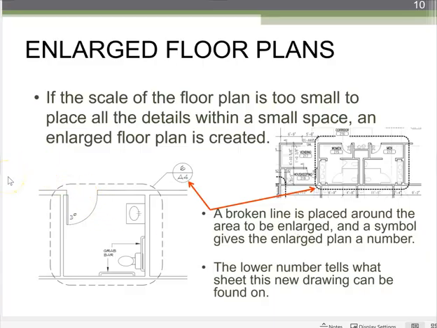In a large floor plan, if the scale of the floor plan is too small to place all the details within a small space, a large floor plan is created. So if there's too much going on and you decide you're just going to take this section and blow it up to half scale so you could really see what's going on, you can do that with this type of drawing. A broken line is placed around the area to be enlarged, and a symbol gives the enlarged plan a number. The lower number tells what sheet the new drawing is going to be found on.